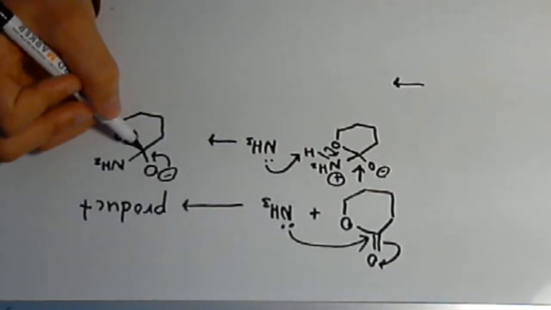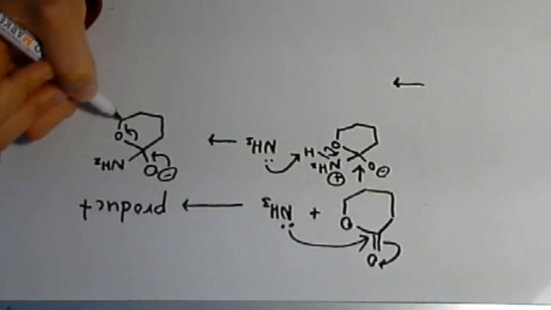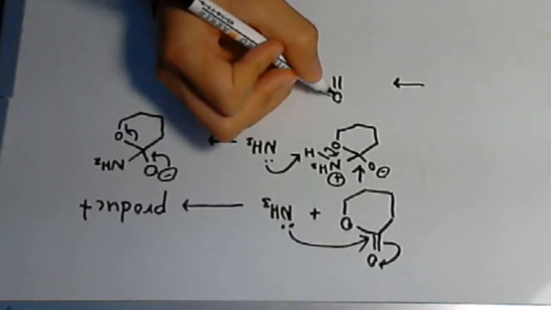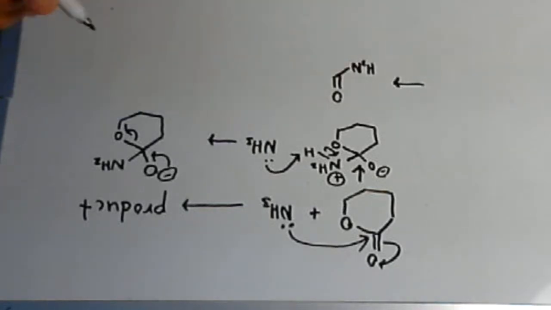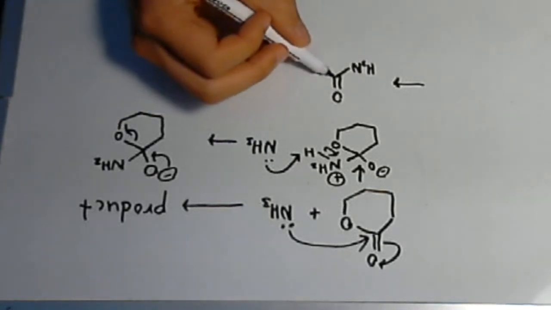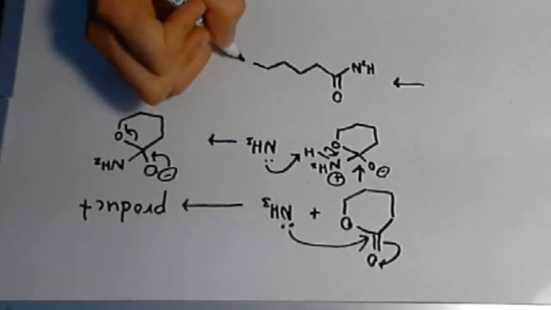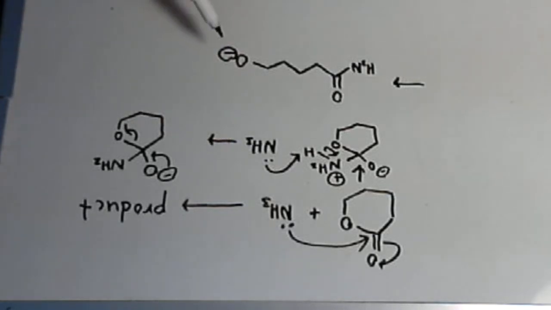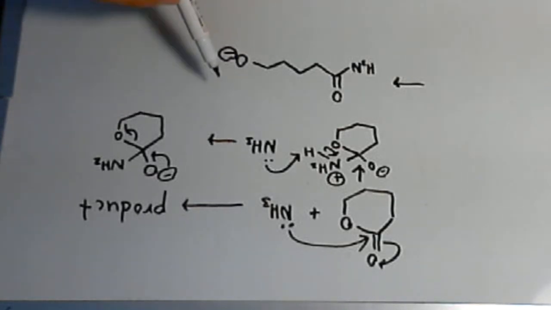So let's count carbons, right? 1, 2, 3, 4, 5 carbons, including the carbonyl carbon. So I'm going to draw this carbonyl carbon here with the NH2. And we know there's 5 carbons, so 1, 2, 3, 4, 5. And then the O minus. So whenever you have a ring structure and you're opening it, you want to count carbons so you don't screw up how many carbons there are.